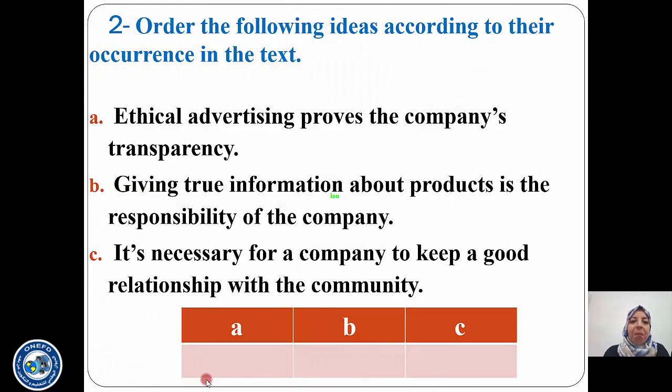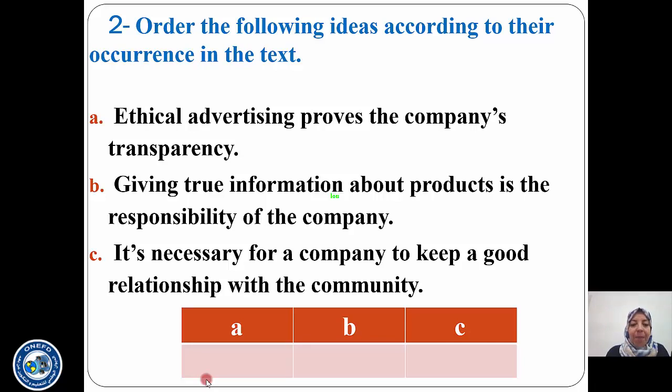Activity 2. Try to order the following ideas according to their occurrence in the text. It means as they appear in the text. Which one is first, which one is second, which one is next. The first sentence is, ethical advertising proves the company's transparency. Giving true information about products is a responsibility of the company. Third, it's necessary for a company to keep a good relationship with the community. Again, you can go back to the text and decide which sentence among these three appears first.